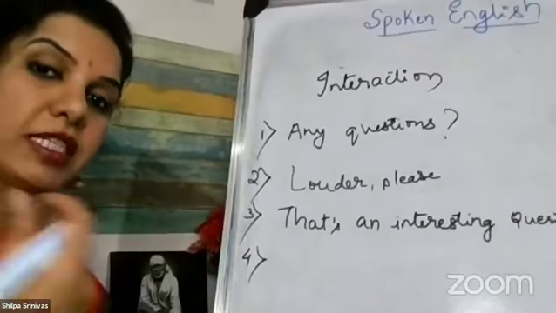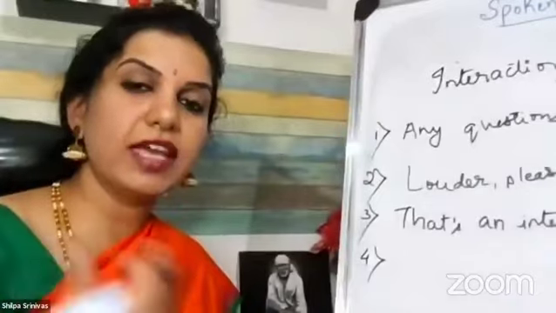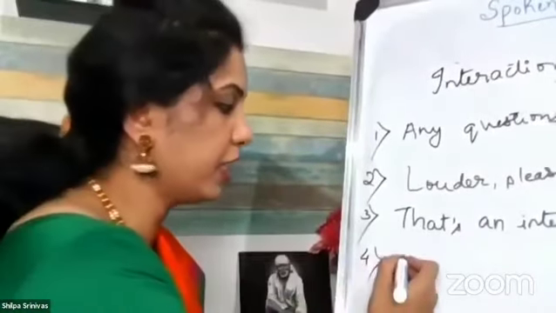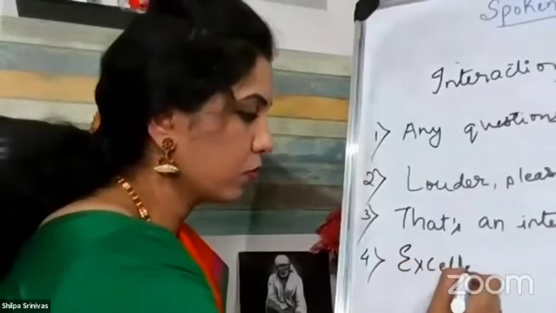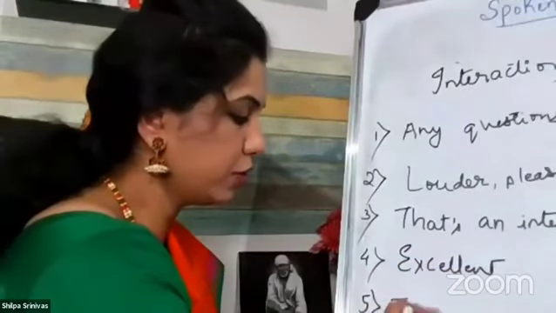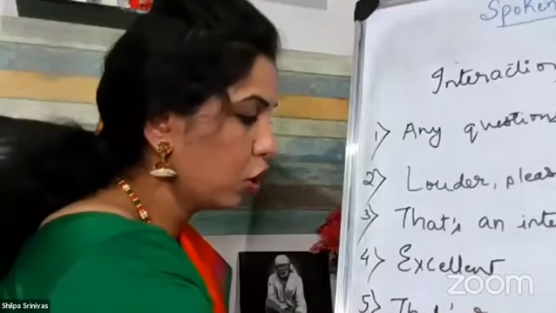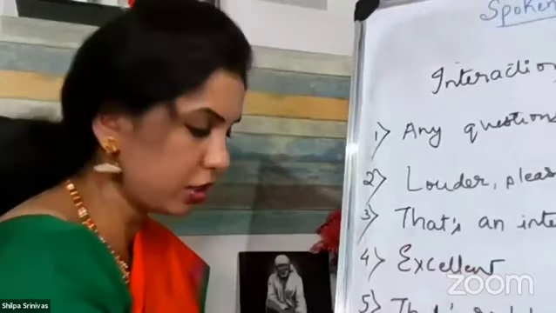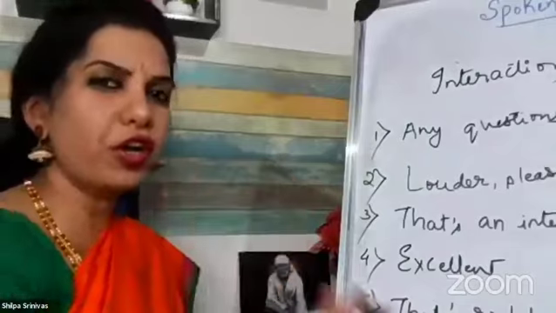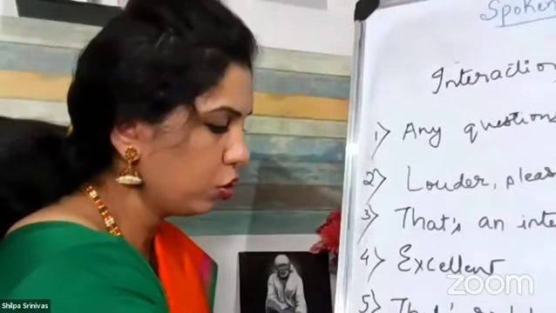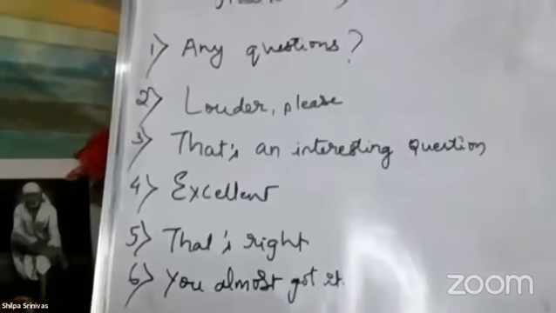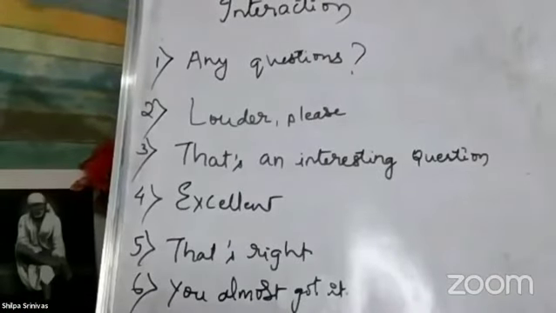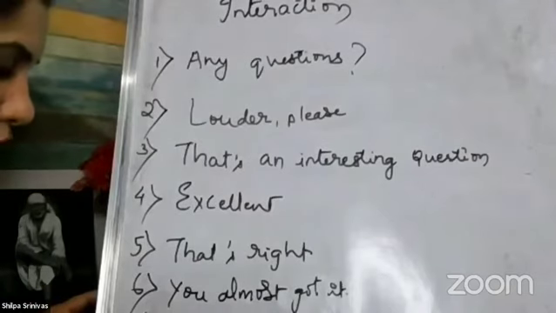Or when they have responded to your questions, like they have answered your question perfectly, then you say, excellent. That's right. Or if it is not completely right, you can say, you almost got it. Okay? If they're partially right, you can say, you almost got it. Or you can say, try again.